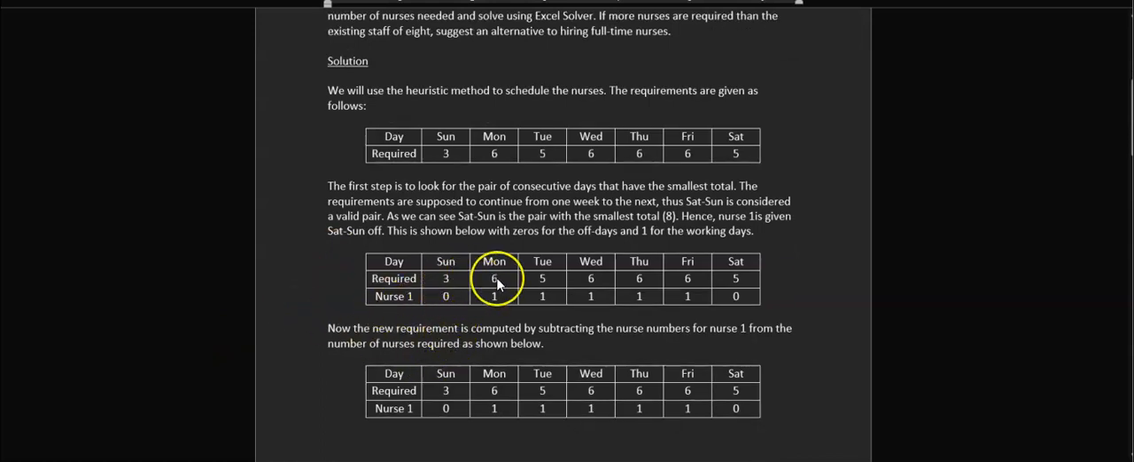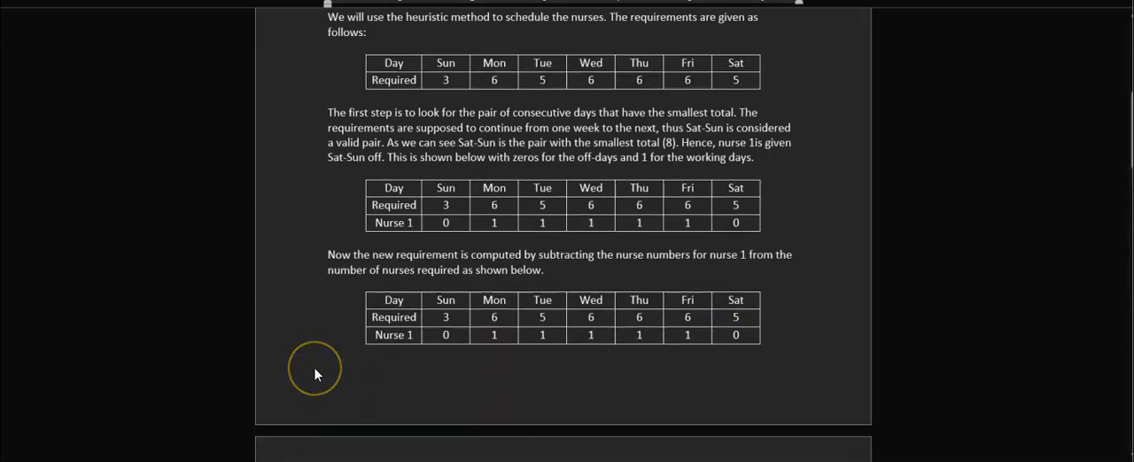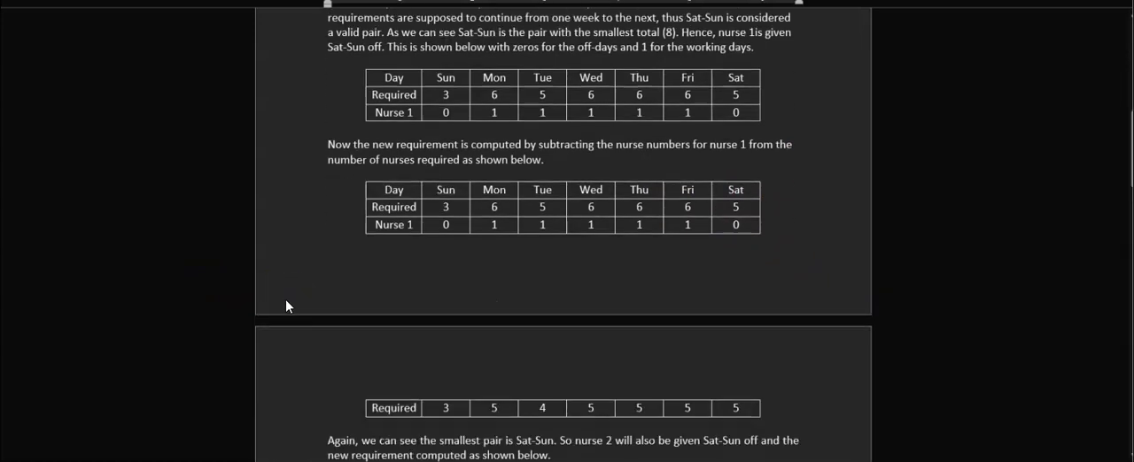So here you have Sunday, Monday 9, Monday, Tuesday 11, Tuesday, Wednesday 11, Wednesday, Thursday 12, Thursday, Friday 12, Saturday, Sunday 8. So we take the first nurse and we schedule her with the days off being the least number of nurses needed, which is 5 and 3 is 8. So we schedule her here with Sunday and Saturday off. Of course, this is repetitive, so Sunday comes next. She actually has Saturday and Sunday off. She's lucky she gets the weekend off.